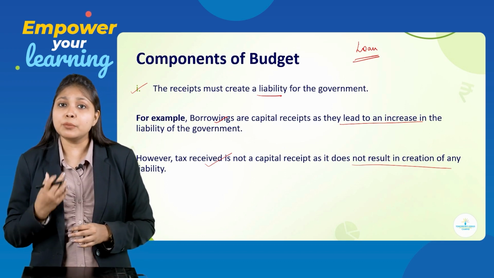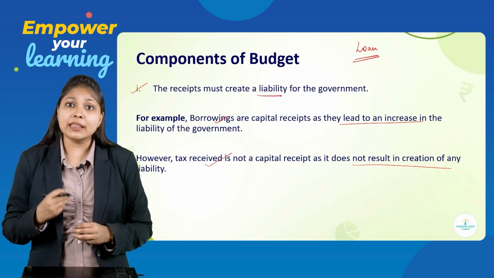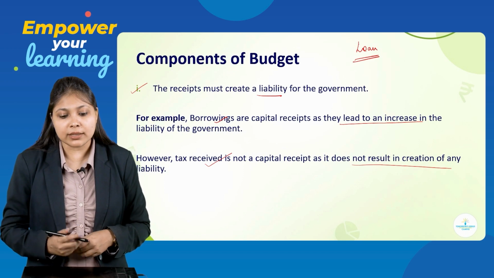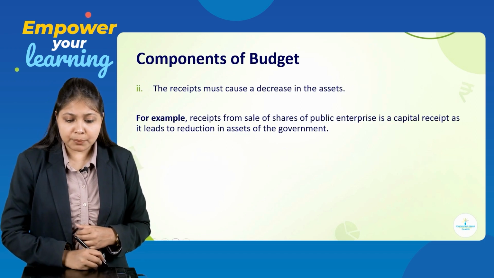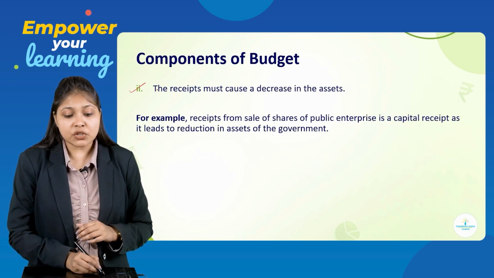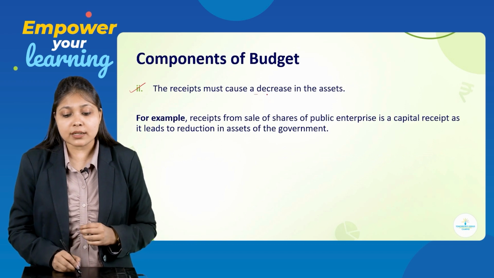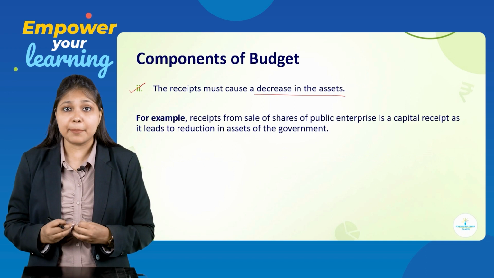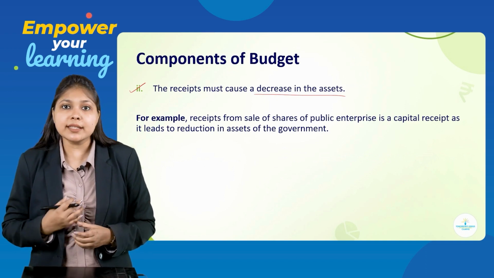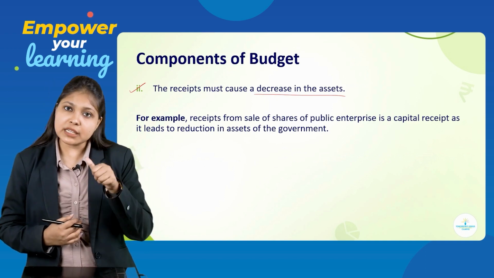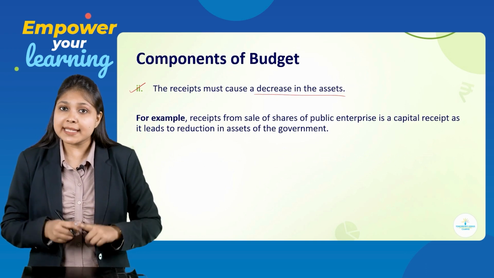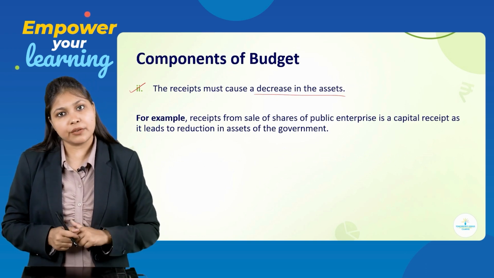Whereas if we talk about borrowings or taking a loan, that will always be a capital receipt since it is creating a liability on the government. So simple. The second condition is that the receipt must cause a decrease in the asset. Any receipt to be called a capital receipt should decrease the asset of the government. First condition, it should create a liability on the government. Second, it should decrease the asset of the government.